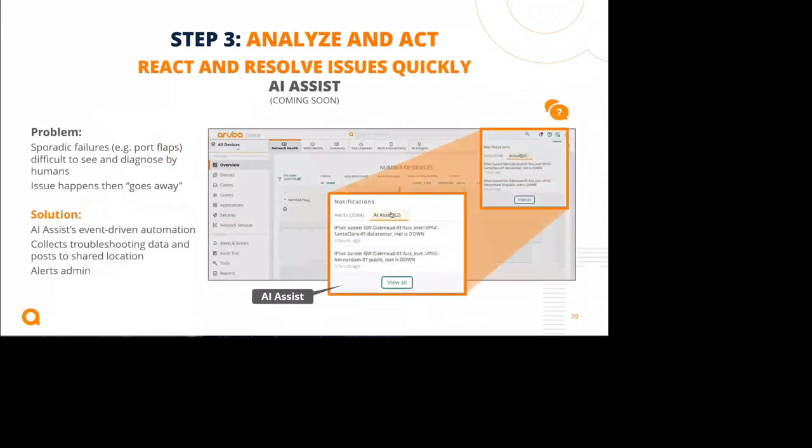So I have a small detail slide in the deck for AI Assist. It's coming soon. I believe it's coming this summer in the next Central major release. So what's the idea behind it?